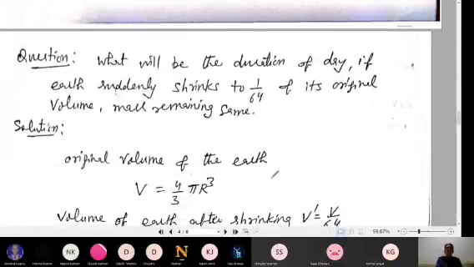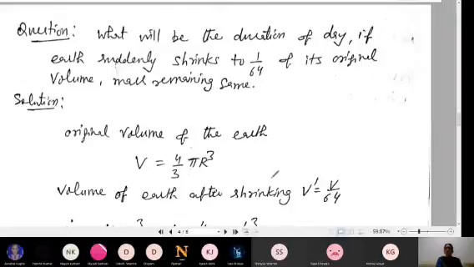On the basis of this only, there is one question with you. Question which I am reading for you. What will be the duration of the day if the earth suddenly shrinks to 1 upon 64 of its original volume? Given to you, mass is remaining the same.